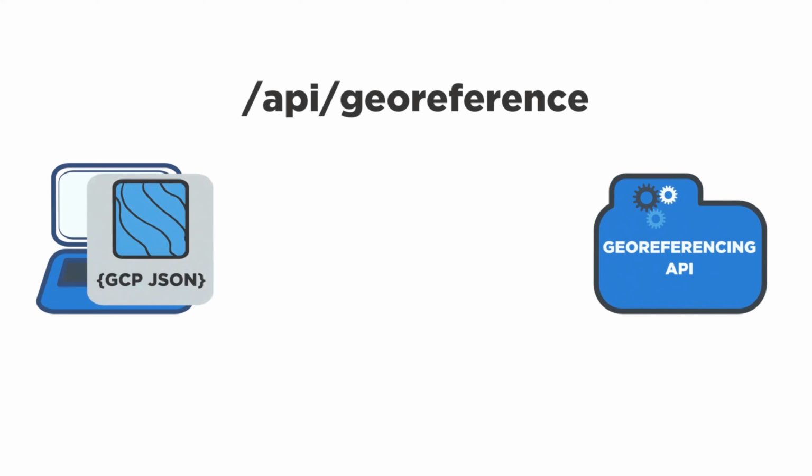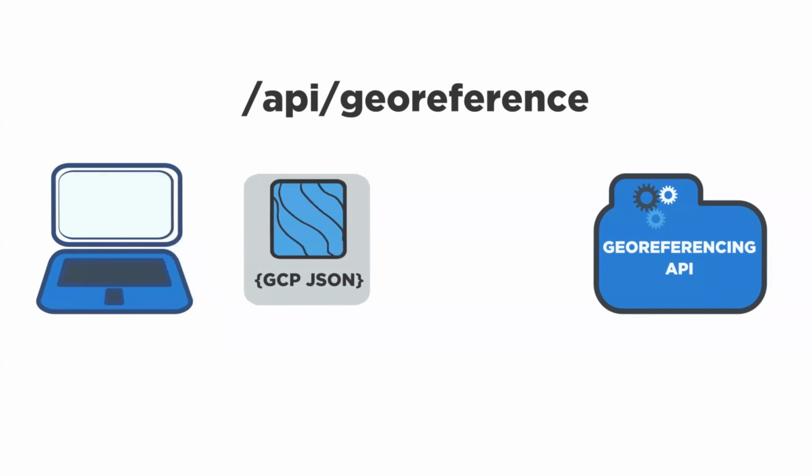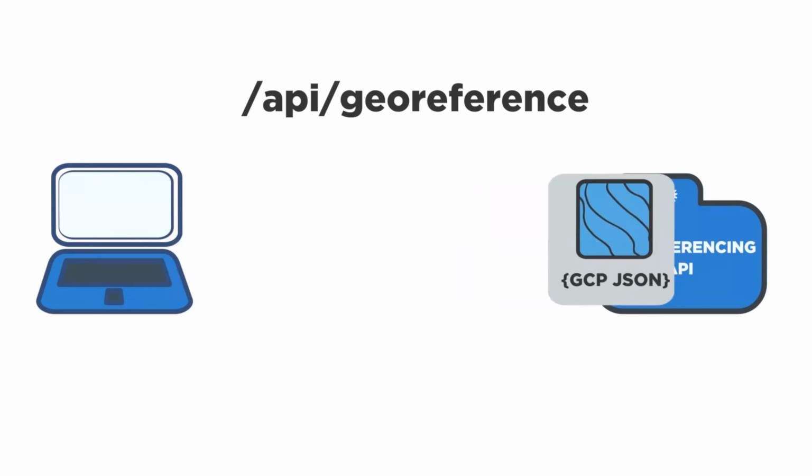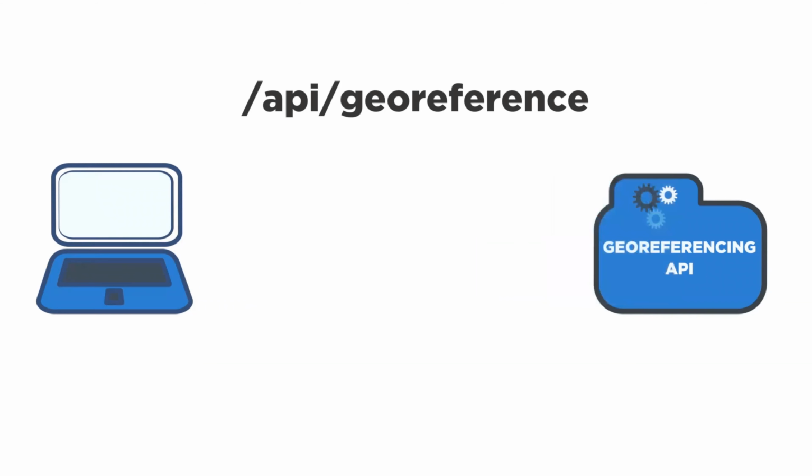To use the one-step method, a POST request is made to /API/georeference. The body of this request is form data containing both the non-georeferenced image and the GCP JSON. The response from the API is a fully georeferenced image.